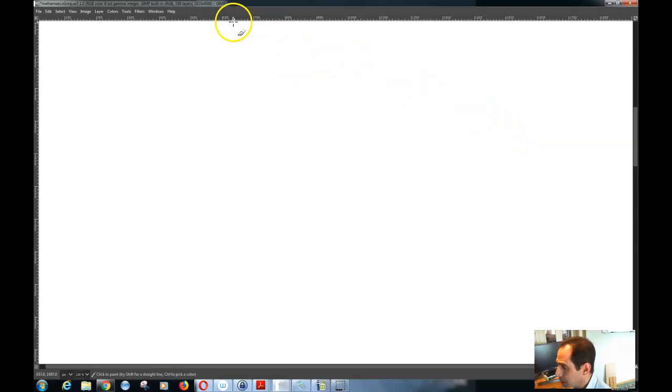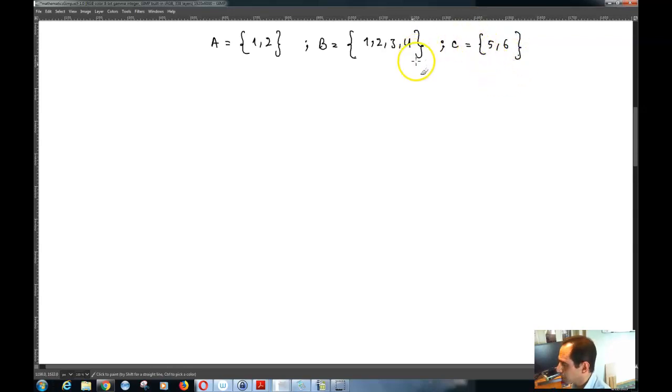Let's say that you have A is equal to {1, 2}, and B is equal to another set {1, 2, 3, 4}, and C is equal to {5, 6}, and D is equal to {5, 6, 7, 8}. So you can see that basically A is a subset of B, and C is a subset of D.